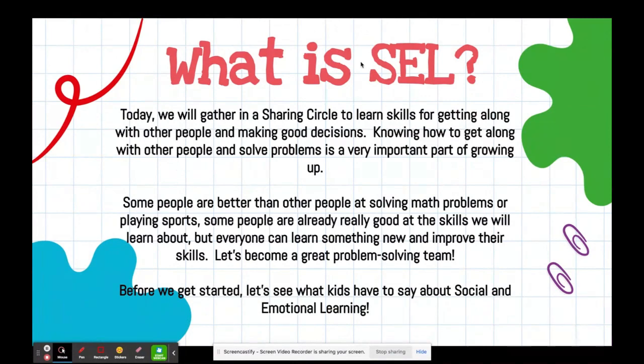Before we get started, let's see what kids have to say about social and emotional learning. SEL stands for Social Emotional Learning. It teaches people about how to deal with your emotions and basically helps you through life physically and mentally. It helps me calm down and become a better person because I have to be able to work together with people. It helps us communicate in a better way.